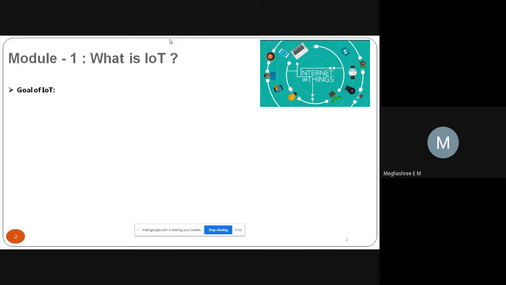So now, what is the goal of IoT? Why do we need IoT? Or what purpose does it serve? Actually, IoT is to connect the unconnected. Whatever objects, the things that we see around, have to be connected to the network, right? That is what connect the unconnected means.